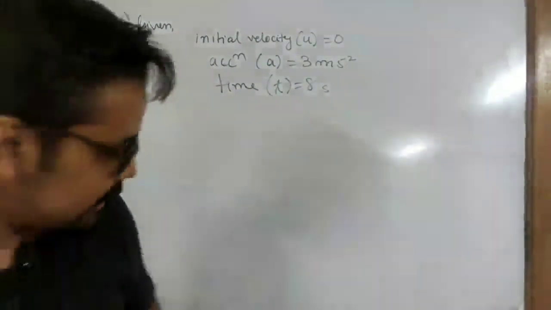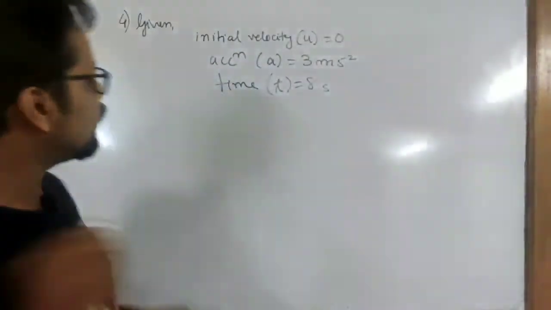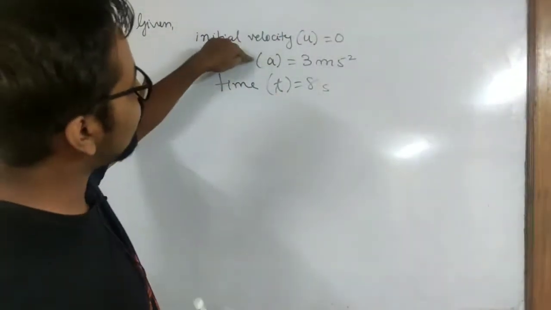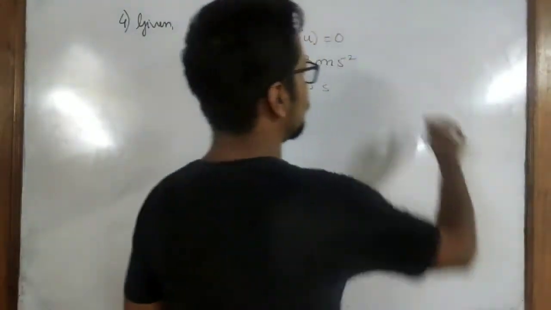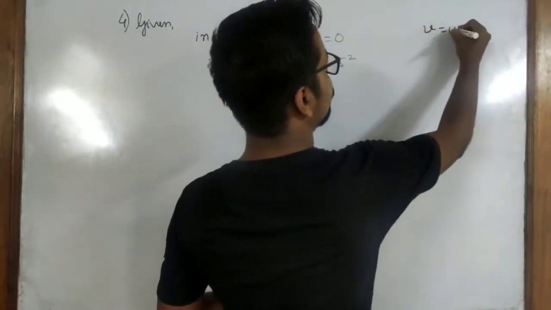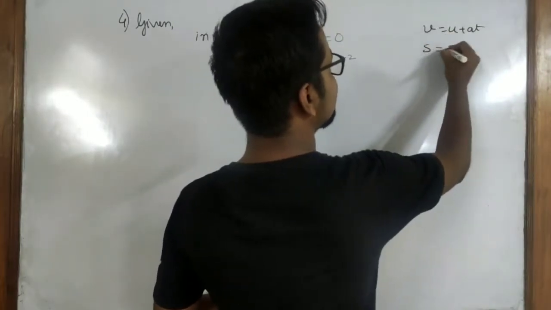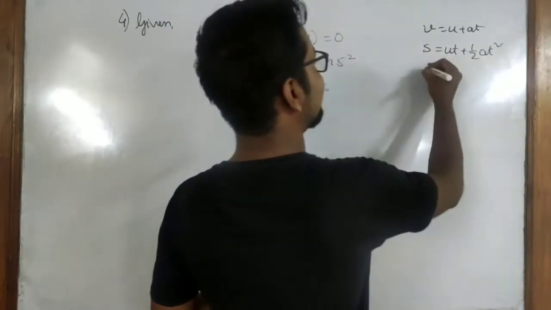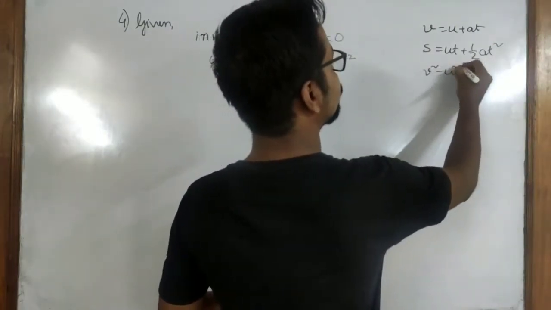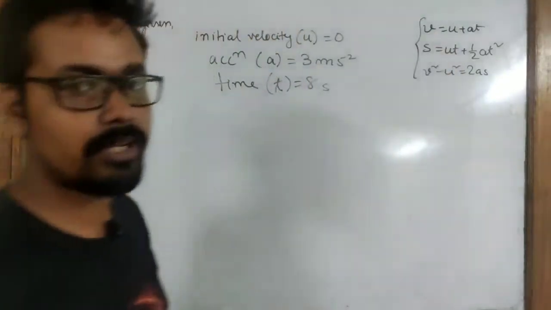So how to find the distance in this case? If we look here, we have u, a and t. Which formula do we know? We have 3 formulae, right? So one is v is equal to u plus at, one is s is equal to ut plus half at square, and the other is v square minus u square equal to twice as. So these are the 3 formulae that we have at our disposal.